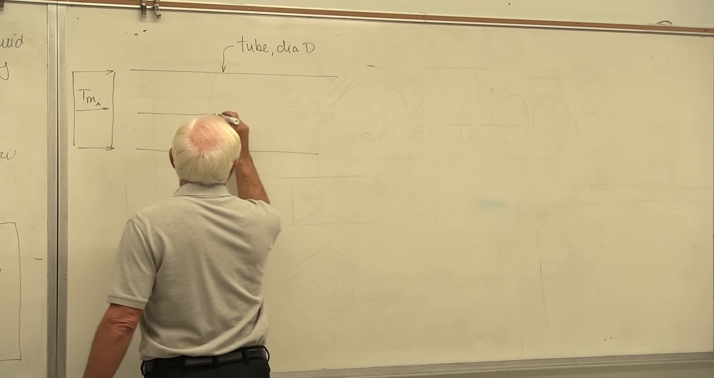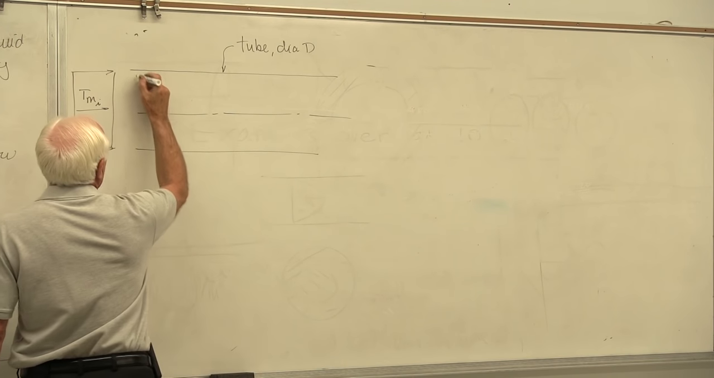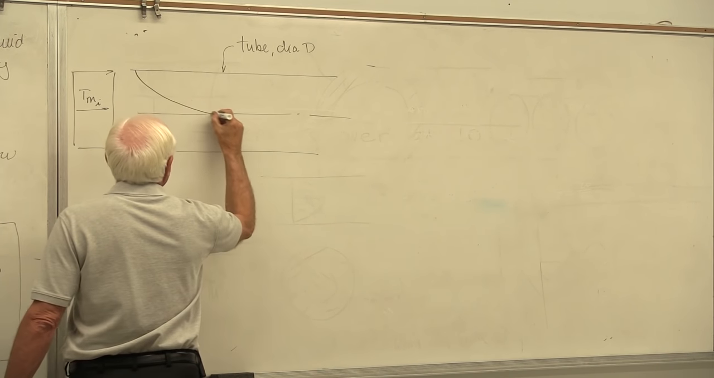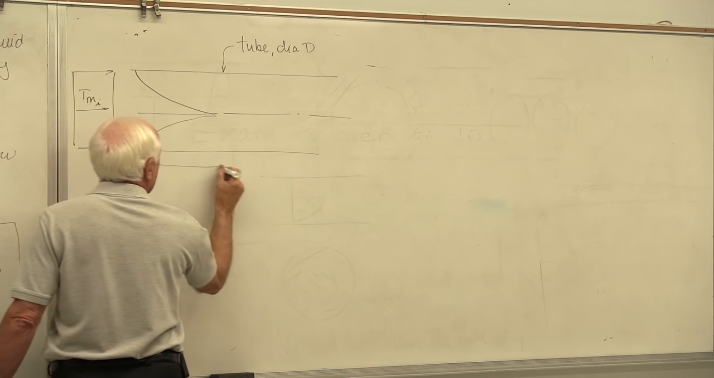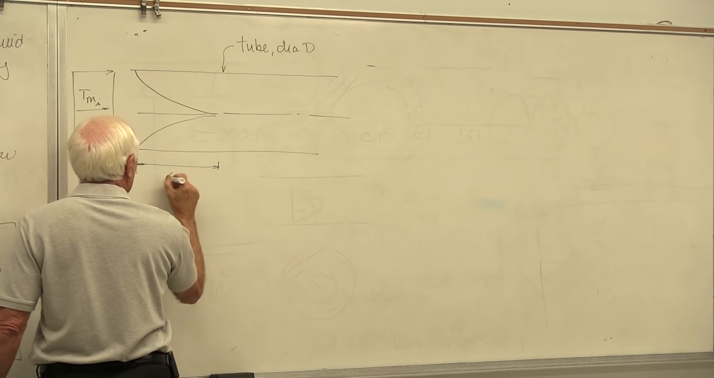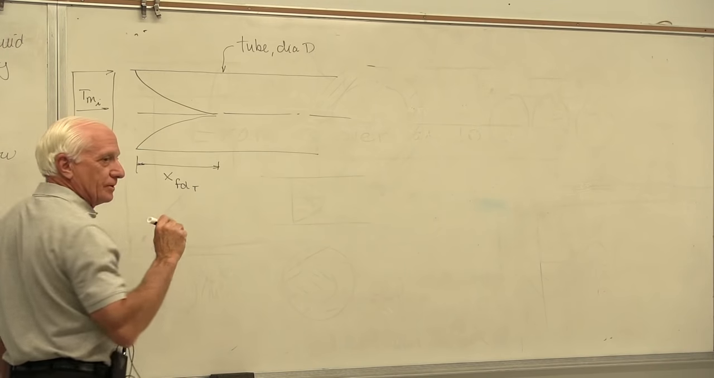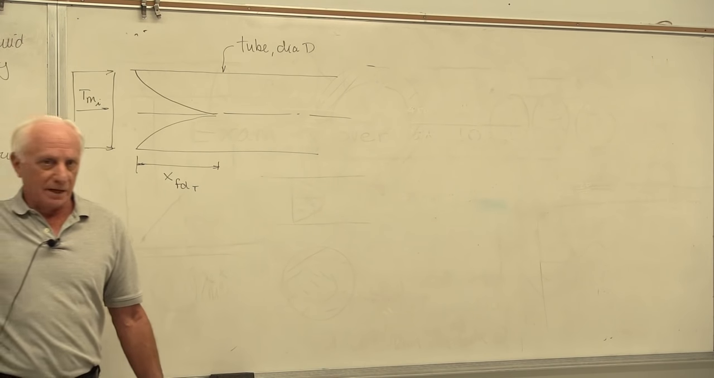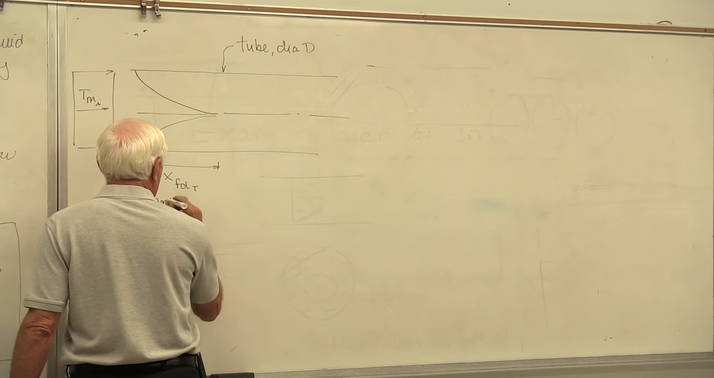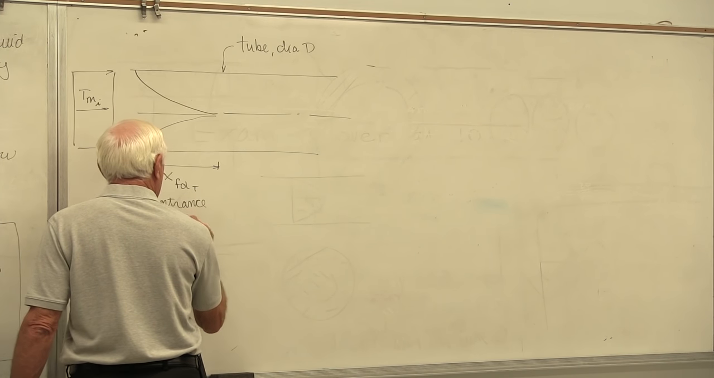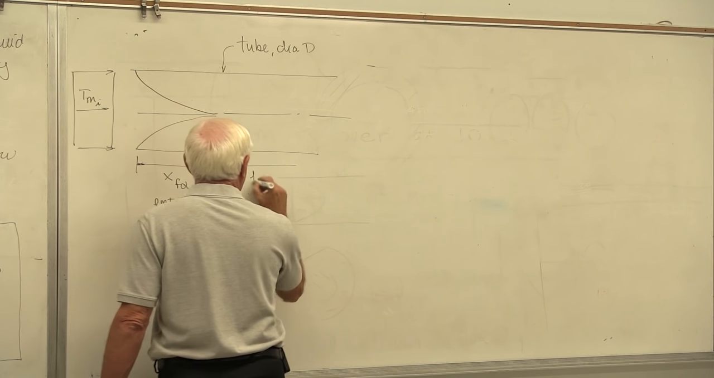When that profile hits the tube, a boundary layer starts to develop, a temperature boundary layer. And eventually, that boundary layer meets at the center line. The distance from the tube entrance to the center line is called X fully developed. Sometimes they put T on there for temperature. If there's no subscript, they mean velocity. And this is the entrance region. And this is the fully developed region.